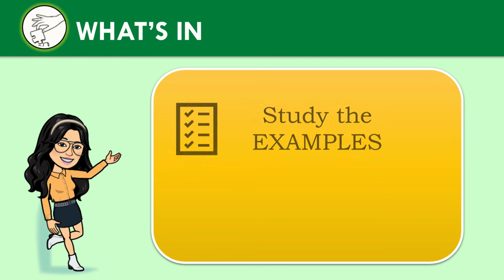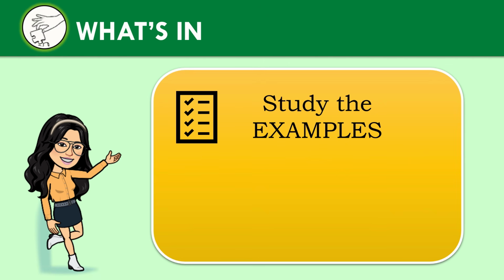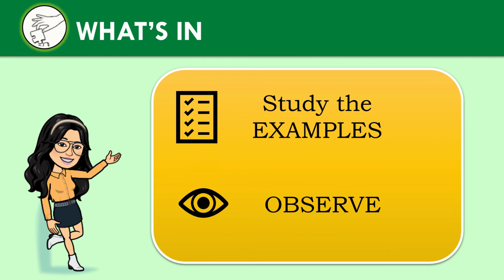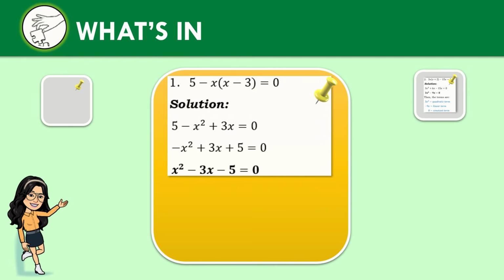What's in? Study the examples that will be flashed on your screen and how these equations have been transformed into its standard form, and try to observe the different solutions for each item. Looking at example number 1, we are given 5 minus x multiplied to the quantity of x minus 3 is equal to 0.